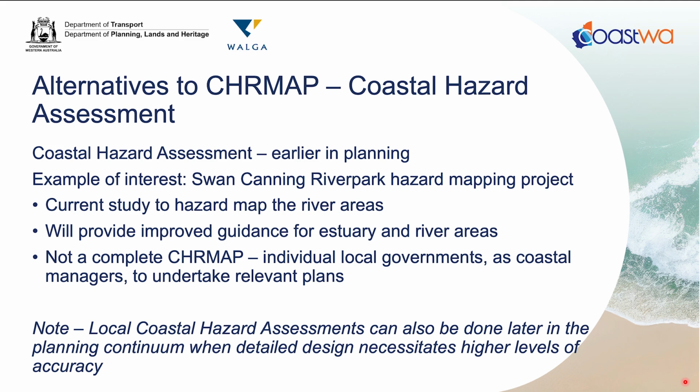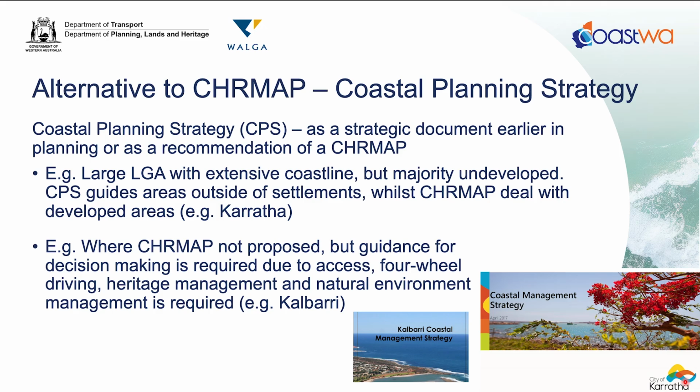Next up is the idea of a coastal planning strategy, which I've mentioned before. So a strategic document earlier in planning or as a recommendation of a CHRMAP is also possible. Examples of this are, say, a large local government with an extensive coastline, particularly in the north of the state, but the majority of the coastline is undeveloped. So the CPS could guide areas outside of settlements, while a more detailed CHRMAP could deal with the developed areas, such as the coastal planning strategy for Karratha.